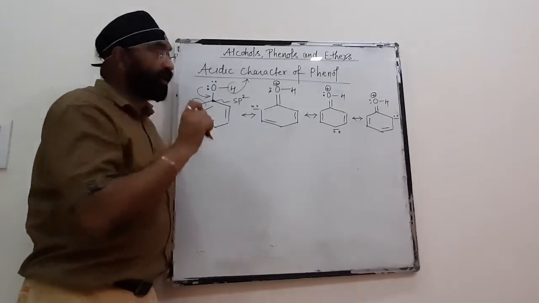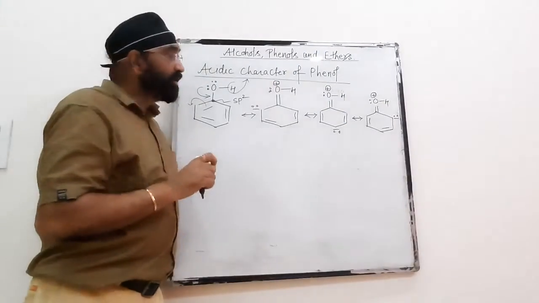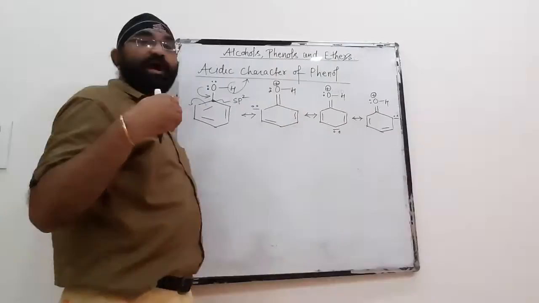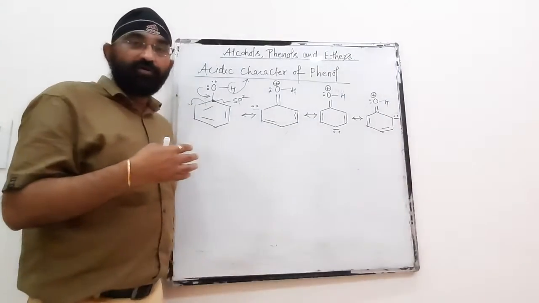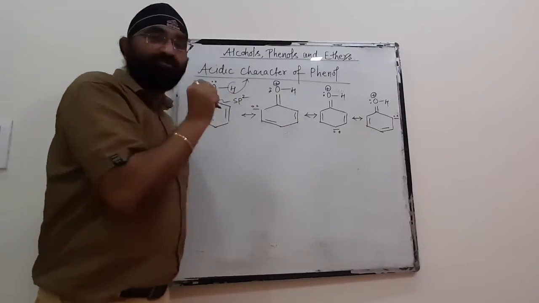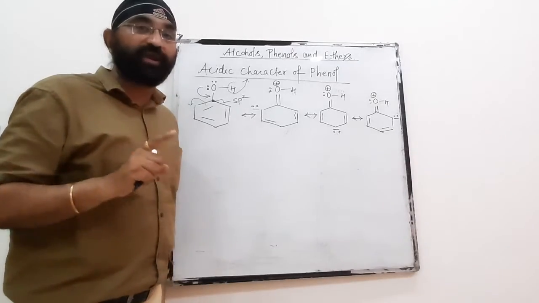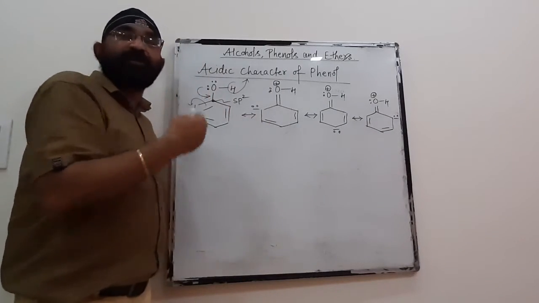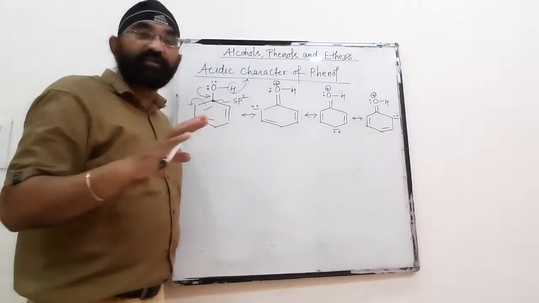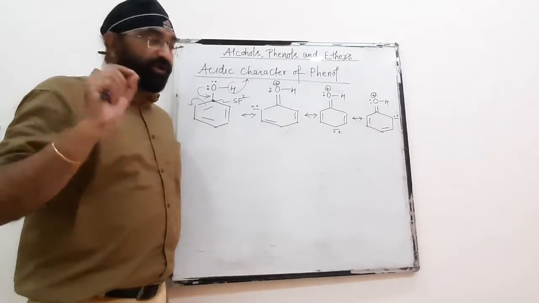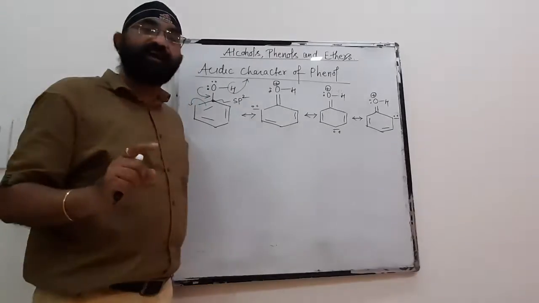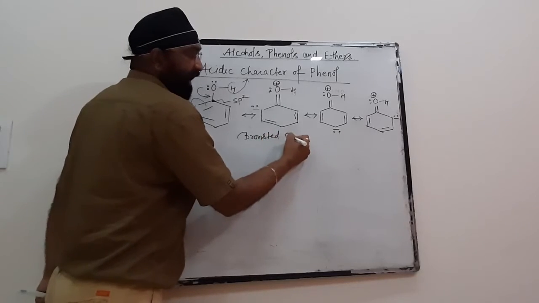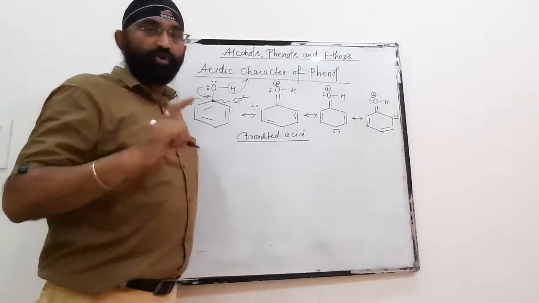But remember, it cannot act as a Bronsted base. Why? Because its lone pair gets dispersed and this oxygen acquires a positive charge, so it is not available for donation. And when it cannot donate the electron pair because of the positive charge, it means it cannot act as a Lewis base also. And even phenol cannot accept H plus ion from a stronger acid. So phenol can neither act as a Bronsted base nor as a Lewis base. It can only behave like an acid, not as a base.